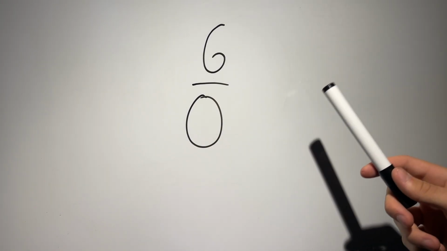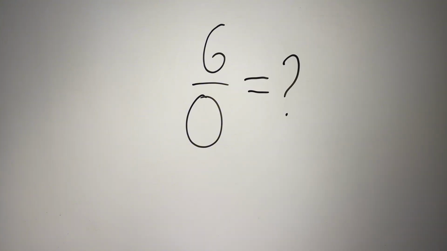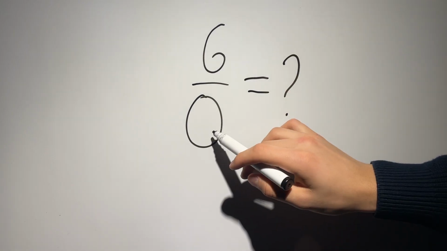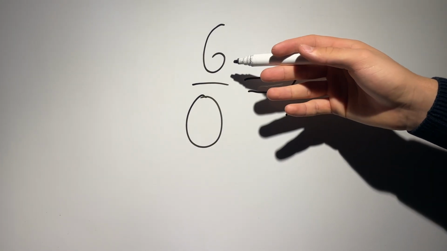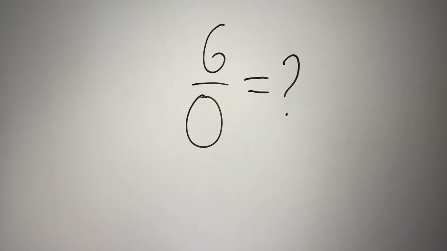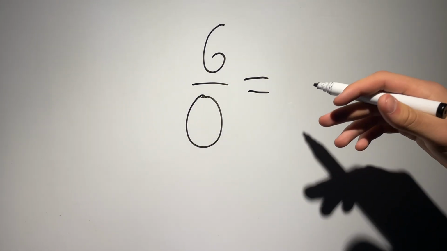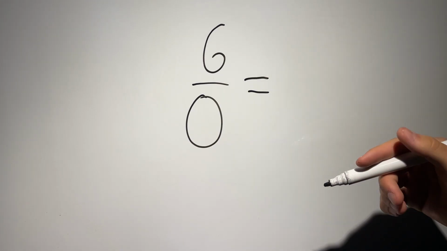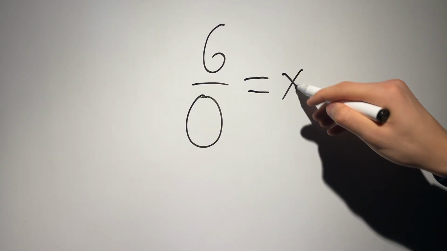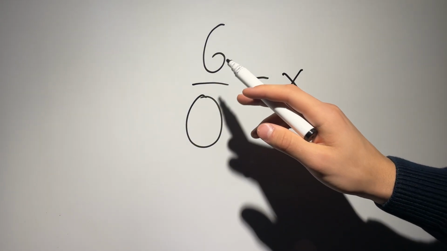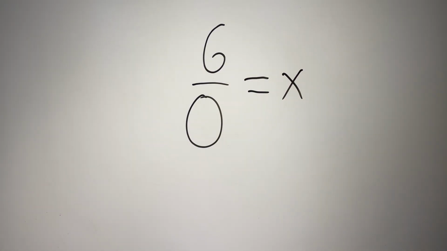This is where the problem starts. So here's the thing, there is just no number multiplied by 0 that will give us 6, right? Let's break this down a little more. Let's assume that dividing by 0 actually works and we get some number, say x, as the answer, so we would have 6 divided by 0 equals x.